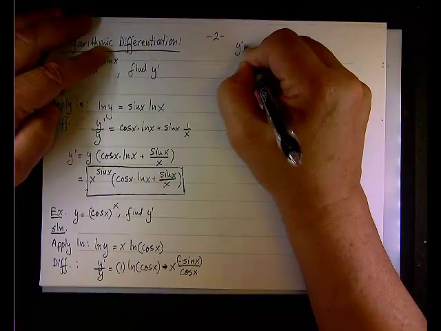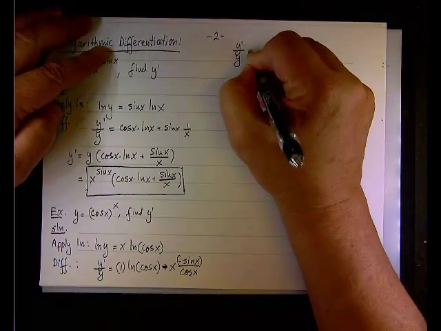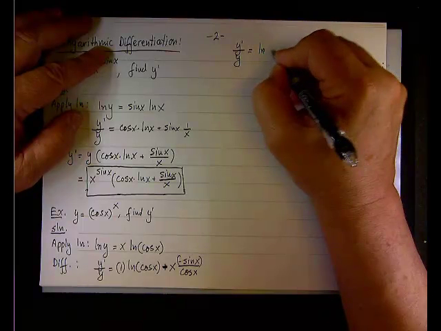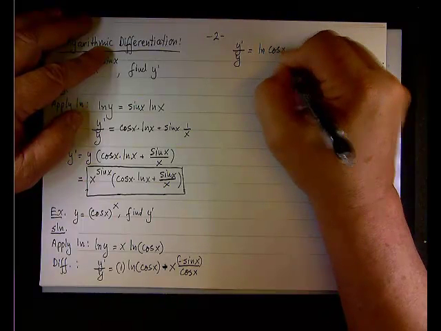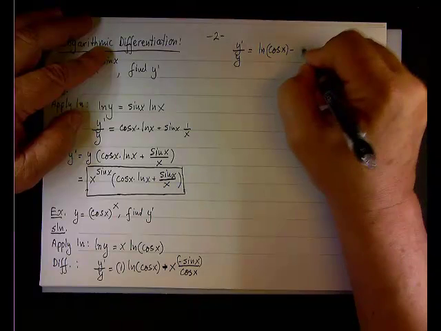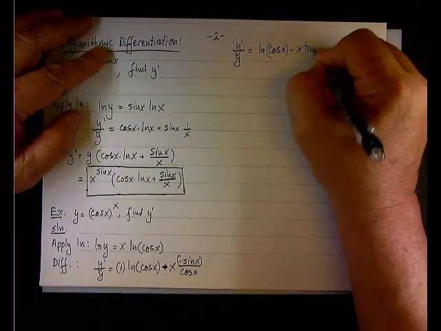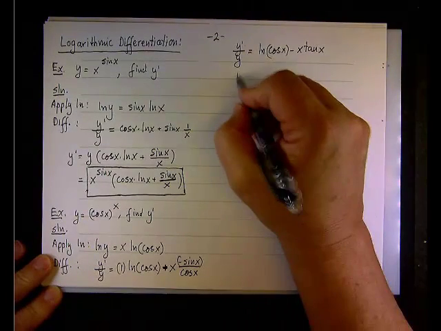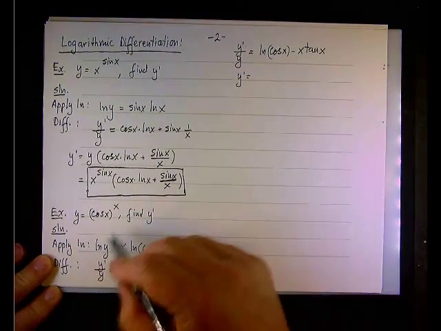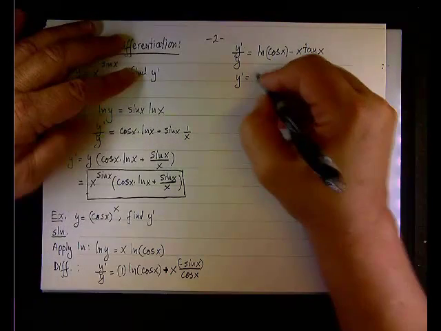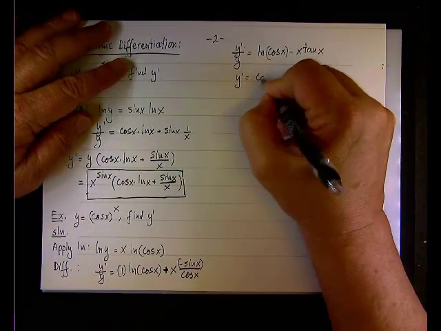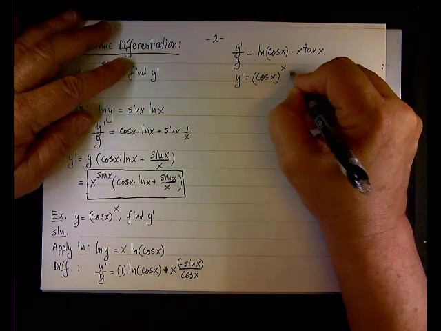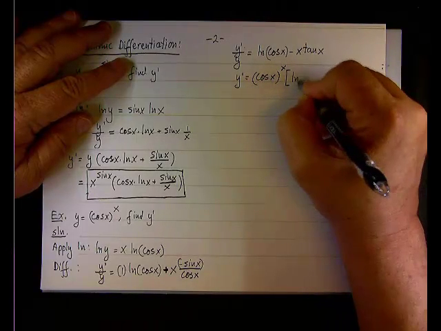So indeed we simplify it a bit, and we end up with y prime over y equals natural log of cosine x minus x tangent x. And now all we need to do to complete is multiply the whole thing by y, which is cosine x raised to the power of x, and we are done.